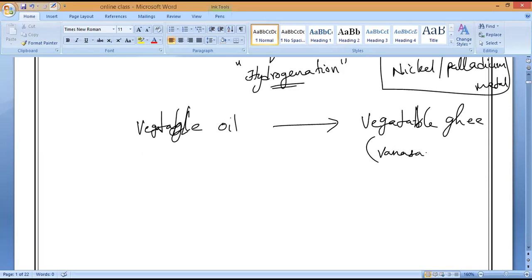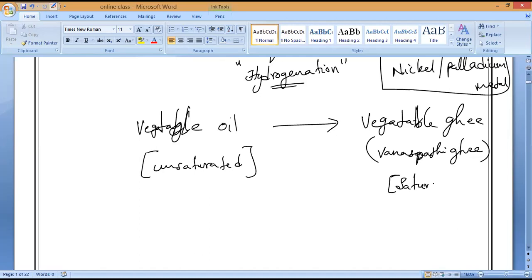So vanaspati ghee, or vegetable ghee, is it unsaturated or saturated? Vegetable oil is unsaturated. Vegetable ghee is what, guys? It is saturated fats. So basically vegetable oils contain unsaturated fats and vegetable ghee contains, what is that?